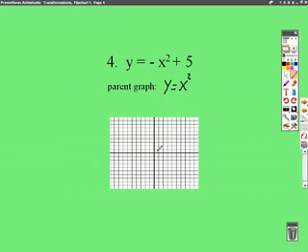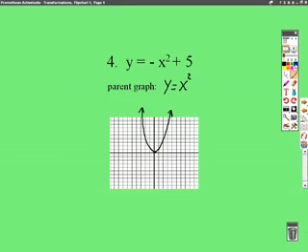Recall, what is the parent graph of y equals x squared? What does it look like? It is a quadratic, therefore it's a parabola, and it looks like that. Again, keep in mind, guys, when I'm drawing these things, I don't have to be exactly precise with the graph. However, chicken scratch and sloppy isn't going to fly either, all right? So if you're right-handed, make sure you're using your right hand.